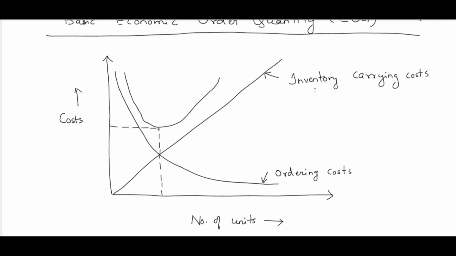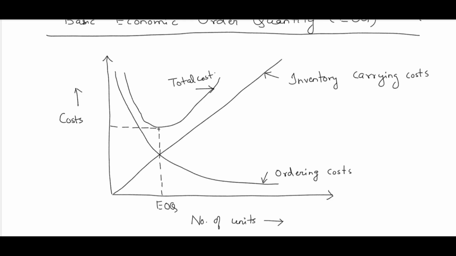We should neither order too much, nor order too little, isn't it? So the economic order quantity will say how much quantity at a time we should order. So this is the point, the number of units. This is your EOQ. From the total cost only, we can estimate this.